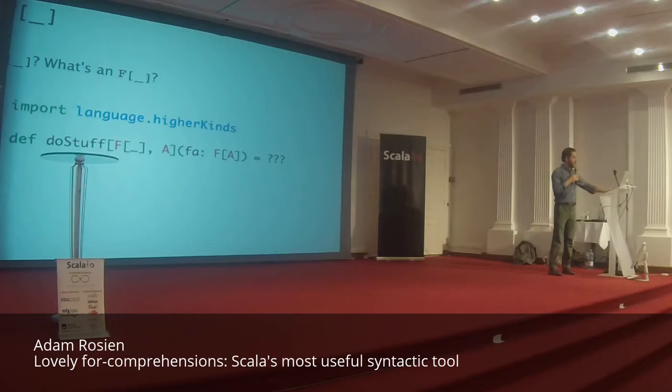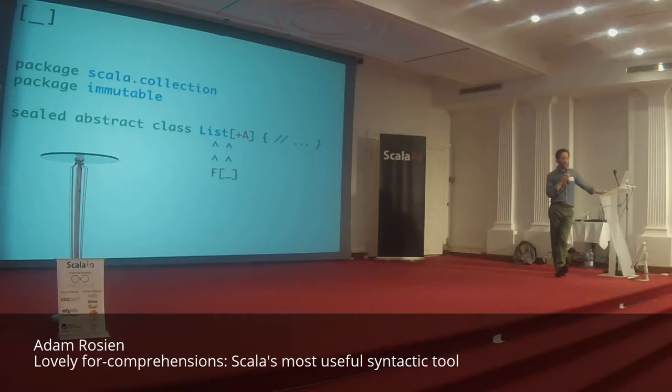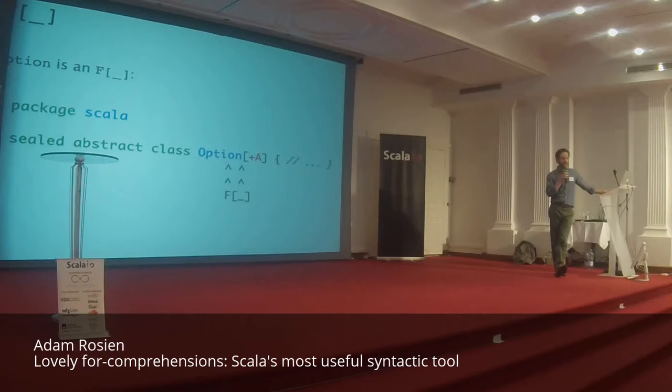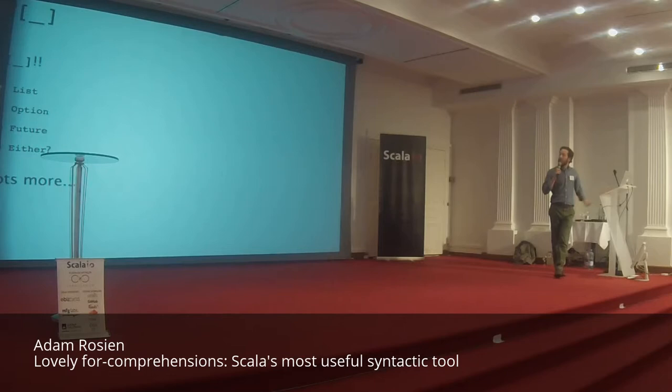So, List. List has that shape, it looks like an F. And Option looks like an F. It takes a type parameter like that. This is totally cut off, but lists, options, futures, eithers, are all types that you might be familiar with and use all the time. Maybe there's a lot more. So I'm going to talk about for comprehensions now.